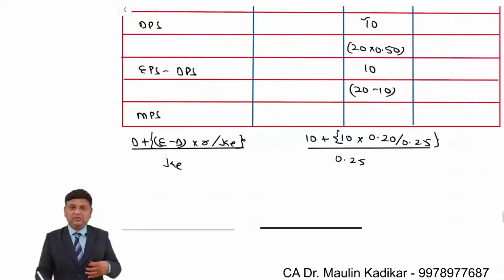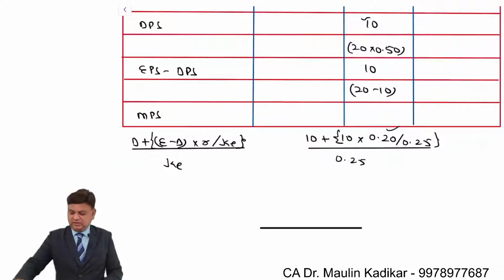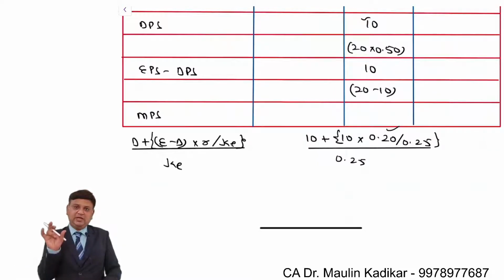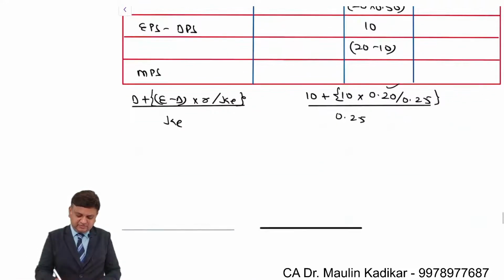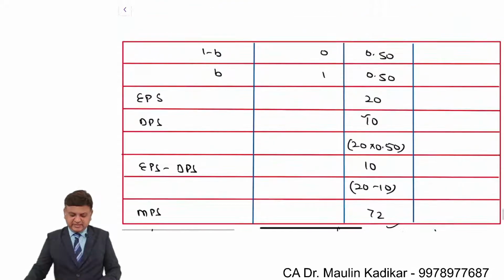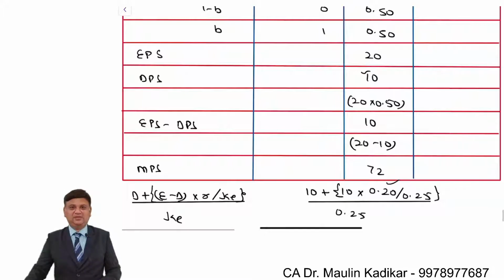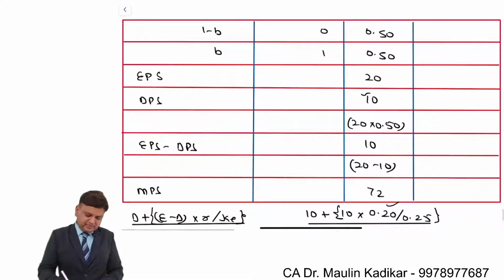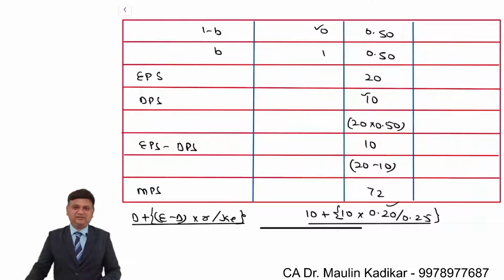Okay, use your calculator. First of all, we will solve this side. Okay, 10 into 0.2, that is 2 rupees, divided by 0.25, that is 8 rupees. 8 plus 10, 18 rupees is the numerator, divided by 0.25, and that comes to 72. This is the way the price per share of 72 is calculated. Try to calculate the market price of the share in the first case.